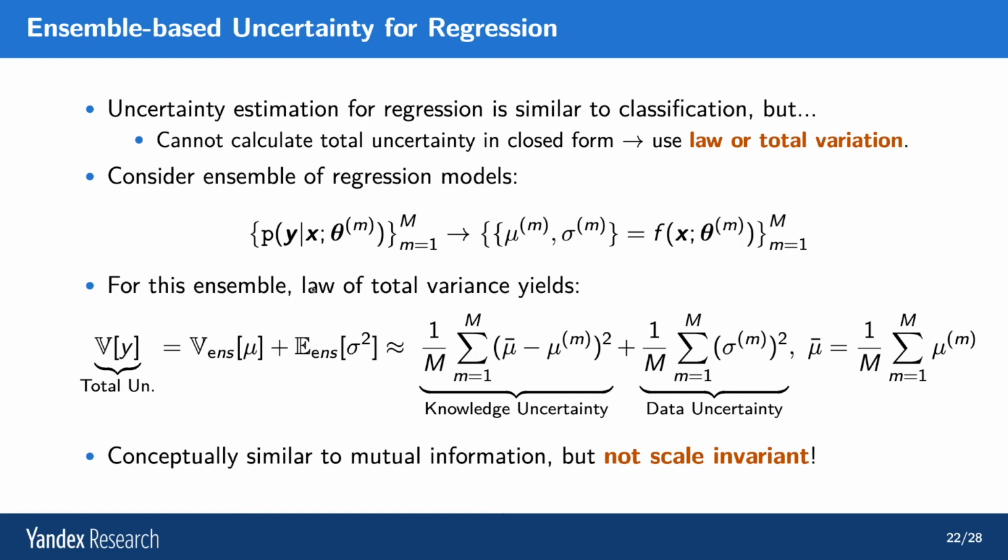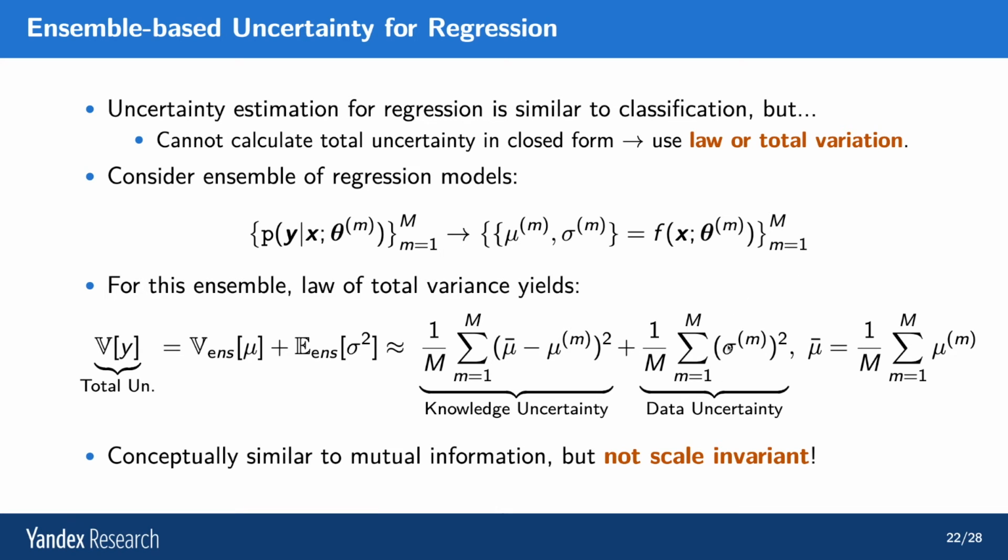So you have an ensemble of these probabilistic regression models. Each model gives you an estimate of mean and standard deviation. You can use for the ensemble something called the law of total variation to obtain estimates of knowledge and data uncertainty. So the overall variation, the total uncertainty, equals the variance of mu plus the average variance of each model. So it's 1 over m, sum of the variance of the mean, where mu bar is just simply the average mean across the ensemble, plus the average variance of each model.